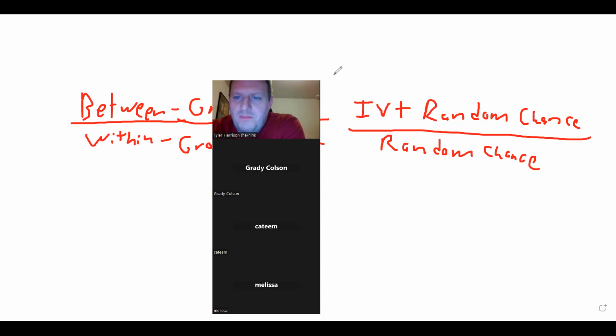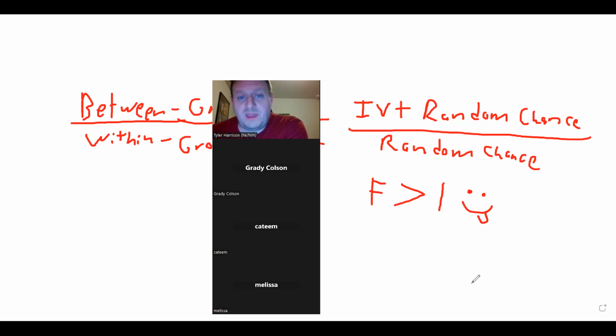So if the IV has a big effect, what's going to happen? What's going to be bigger, the numerator or the denominator? The numerator. And if the numerator is bigger, that means F is going to be greater than 1. And that means that we're going to reject the null hypothesis and we're going to be happy.